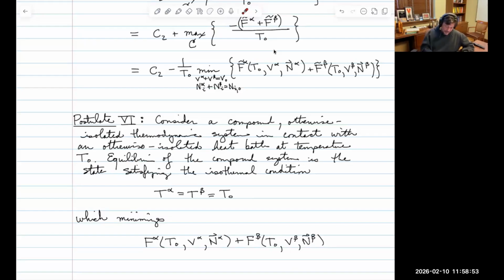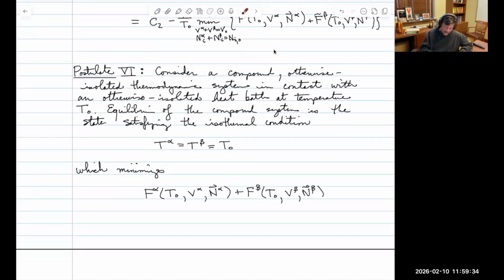So consider a compound, otherwise isolated thermodynamic system in contact with an otherwise isolated heat bath at temperature T naught. Actually, it should not just be temperature, but there's pressure involved as well. Pressure and chemical potentials, right? The equilibrium of a compound system is the state satisfying the isothermal condition. Why is it isothermal condition? Well, it's because it's in contact with that heat bath, and so the temperature is controlled. The heat bath is setting the temperature of the system.